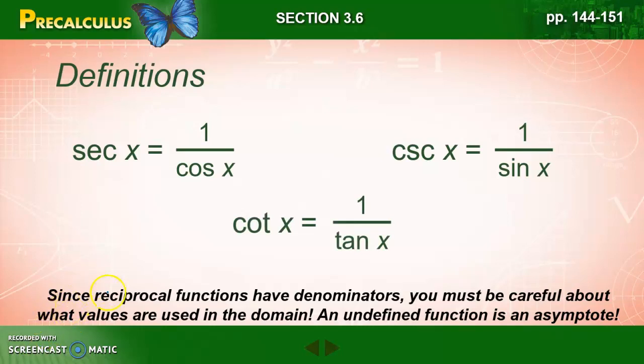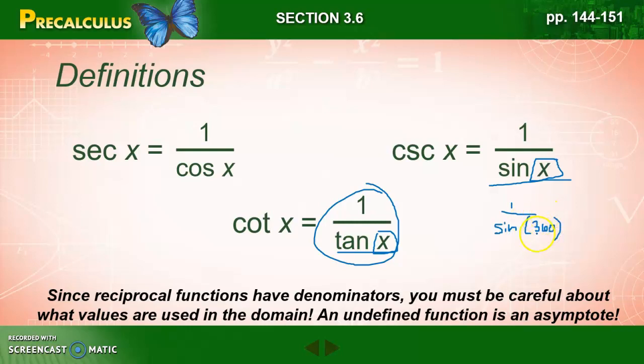Now, just a quick note about reciprocals. Since reciprocal functions do have denominators, you must be careful about what values are used in the domain. What values are used here for x, for example. An undefined function means we're going to have an asymptote. So let's see. If we do 1 over sine of 360 degrees on that unit circle, or if we're doing this in radians, sine of 2 pi. We know that the sine of 2 pi is 0. That would be 1 over 0. And 1 over 0 is undefined.